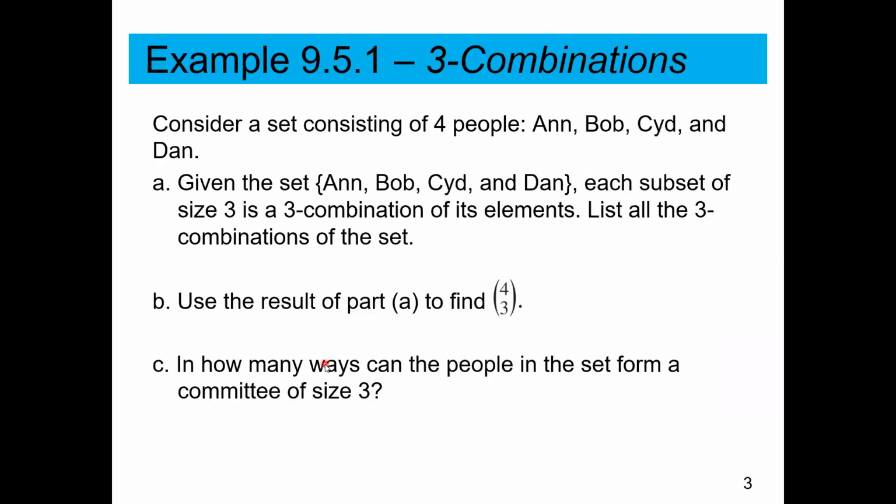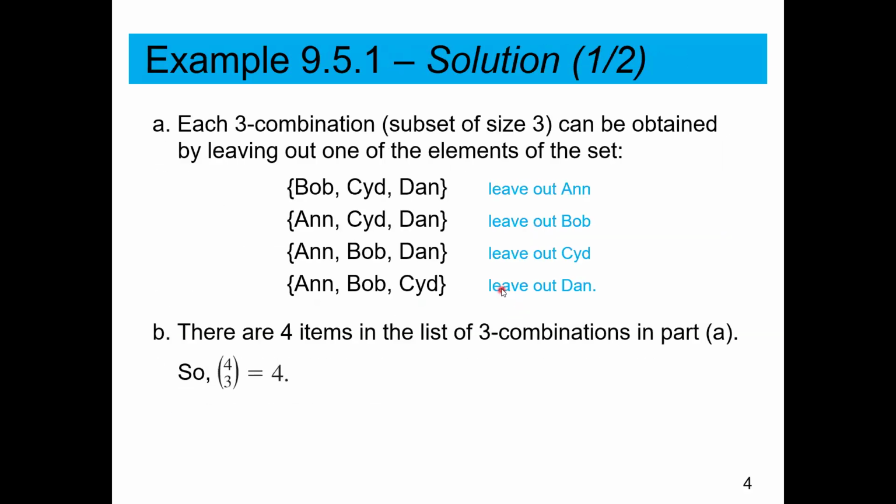So let's work through some examples. The first one: I have Ann, Bob, Sid, and Dan. I know they're alphabetical. This is classic, not just in combinatorics but in cryptography and a lot of things, where we name things with letters. Each subset of size 3 is a 3-combination, or sometimes we just write 4 choose 3, because I have 4 things choosing 3. So let's look at all the possible ones.